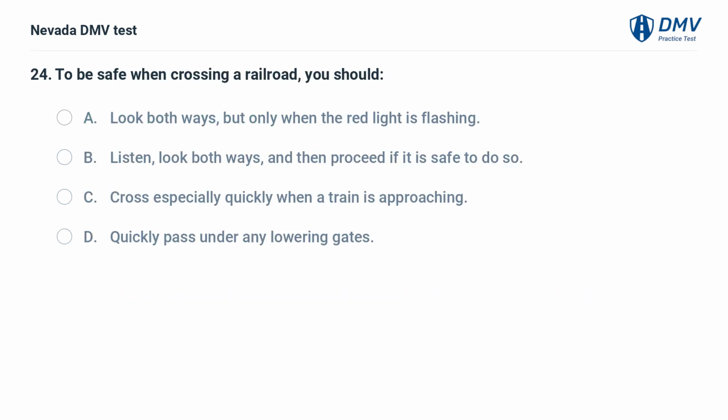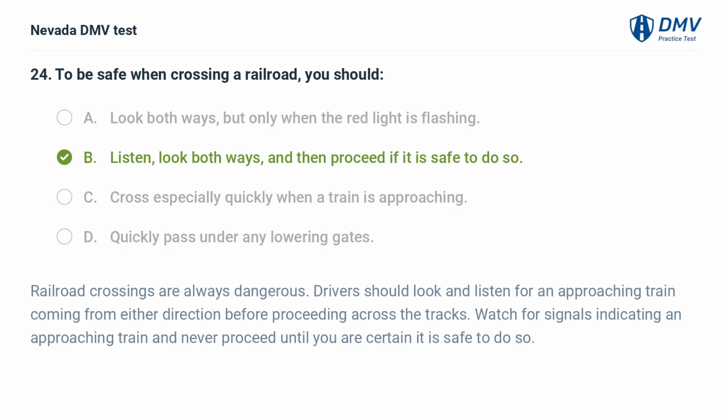To be safe when crossing a railroad, you should A. Look both ways, but only when the red light is flashing. B. Listen, look both ways, and then proceed if it is safe to do so. C. Cross especially quickly when a train is approaching. D. Quickly pass under any lowering gates.